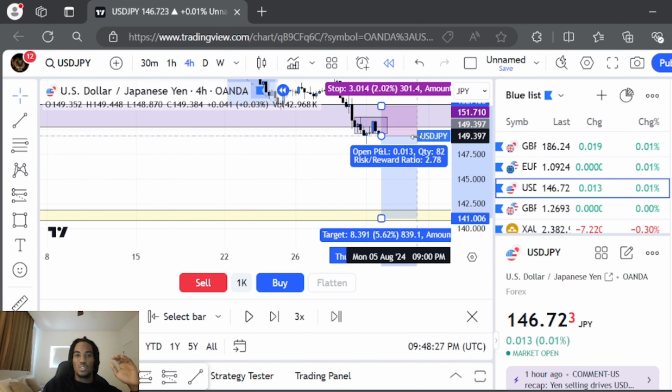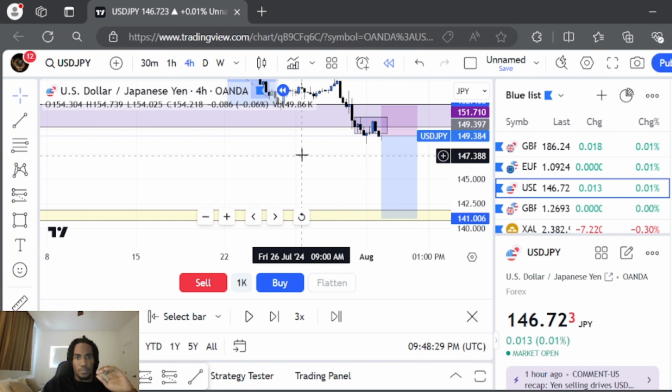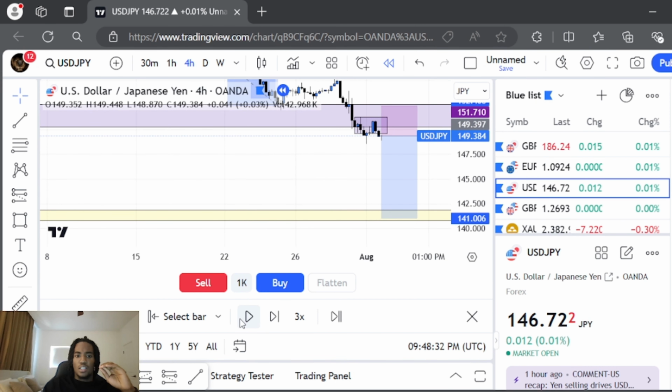I ain't used to using a small laptop. I just normally use the monitor. But let's just now let this trade run and let's see what the market does.